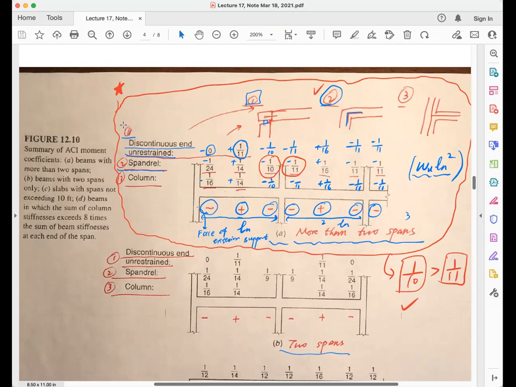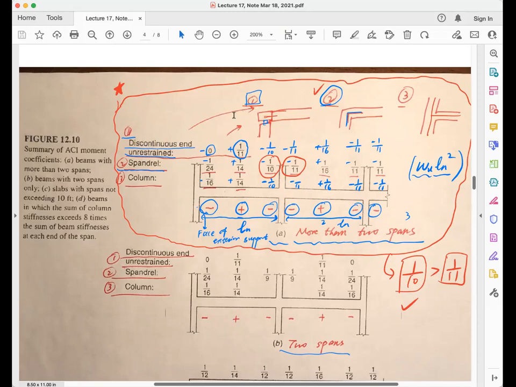Now this red one here, the first row, is called discontinuous and unrestrained. I'm pretty sure you have read these words, but you look at it and don't understand. What do you mean by discontinuous and unrestrained? I drew a little figure for you, okay? See this one here? Discontinuous end means it's on the end of the structure, meaning no more, nothing.